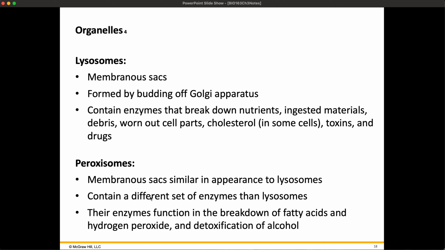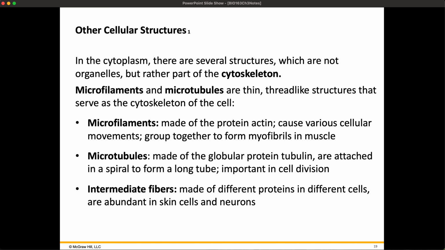And then peroxisomes have a different set of enzymes than lysosomes. They help break down fatty acids, hydrogen peroxide, and detoxification of alcohol. So these have somewhat similar functions, but they do it with different enzymes, trying to kind of keep the cell nice and tidy.